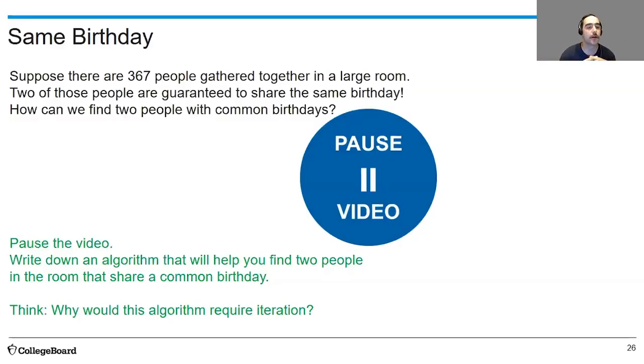Suppose that there are 367 people in a room. Now, if that's the case, then 2 people are guaranteed to have the same birthday. So I want you to think about why. But how can we find 2 people with a common birthday?